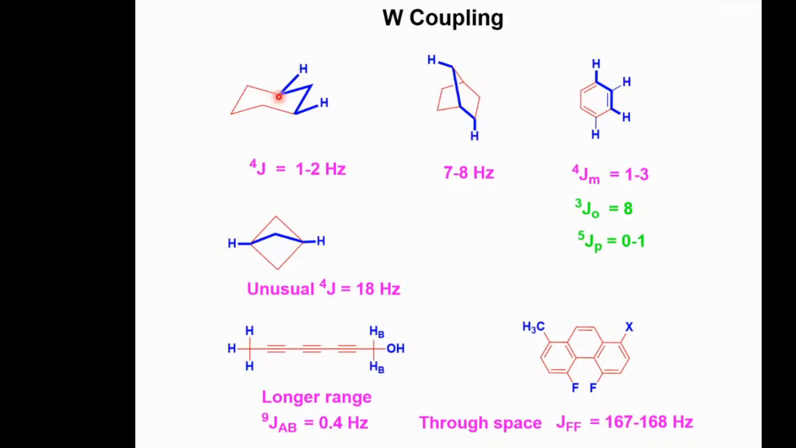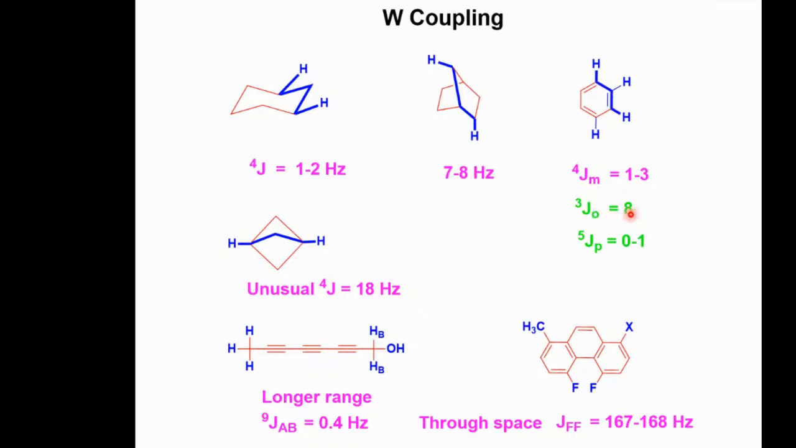You can see the protons attached to 1 and 3 carbons in cyclohexane. If you highlight this, it looks like the letter W, right? And the J value is substantial, about 1 to 2 hertz. It could be even higher in the case of a rigid system such as this norbornane. And the endo proton will have very strong coupling with the methylene bridge. It is very useful in structural determination, especially if you have other substituents. The meta coupling also is like W coupling, and it's about 1 to 3 hertz.